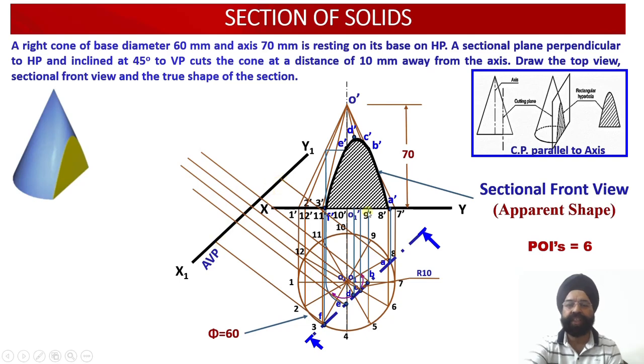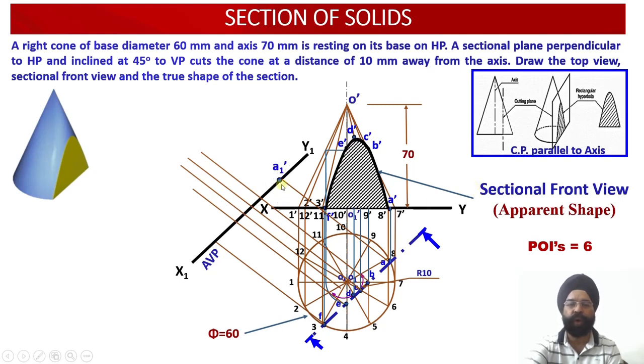Now you see, 2 projectors I haven't extended beyond the x1 y1 line. Why? Because these 2 projector points in elevation, A dash and F dash, were lying on the XY reference line. So these 2 projection lines I have only extended up to x1 y1, whereas for the remaining 4 projection lines I need to work out the distances of B dash from xy, C dash from xy, D dash from xy and E dash from xy. So let's start working upon these projections.